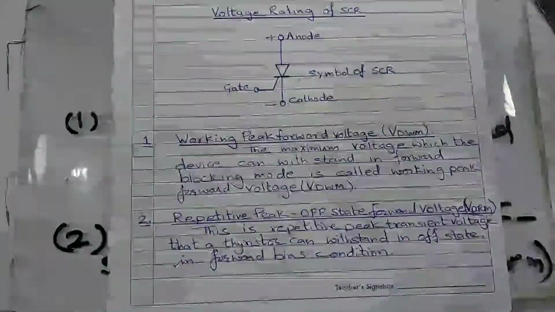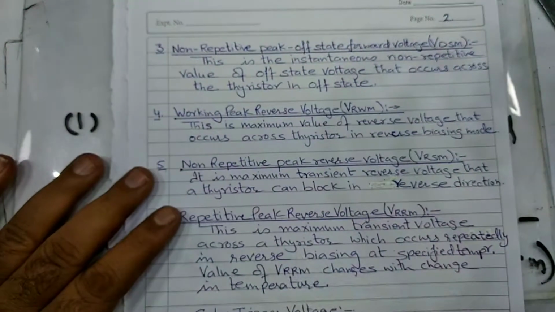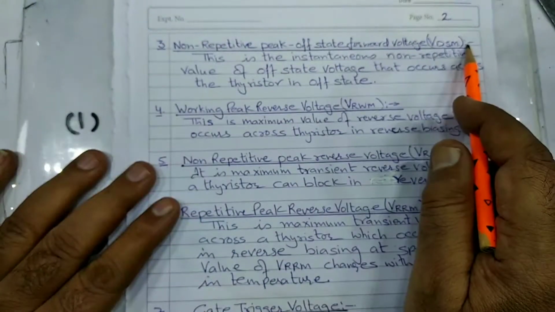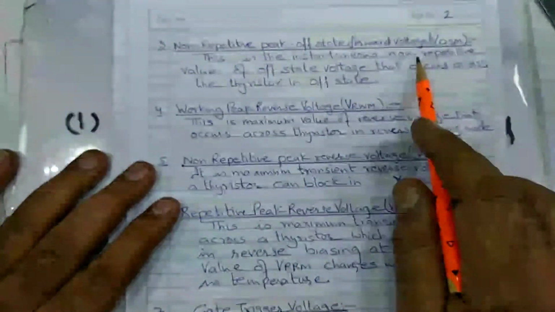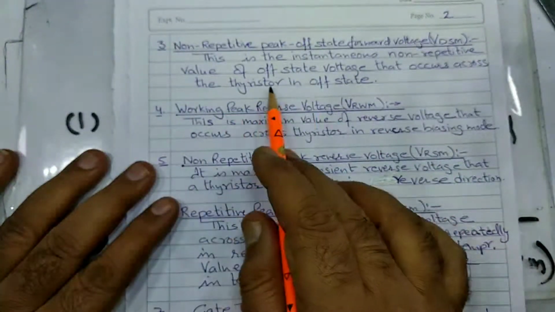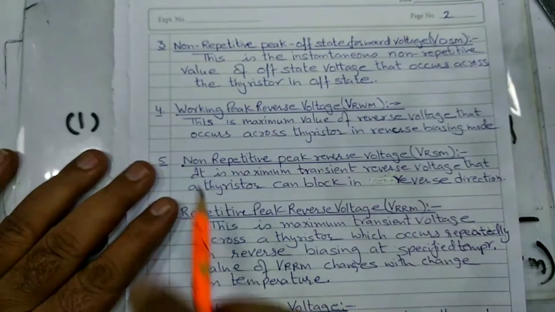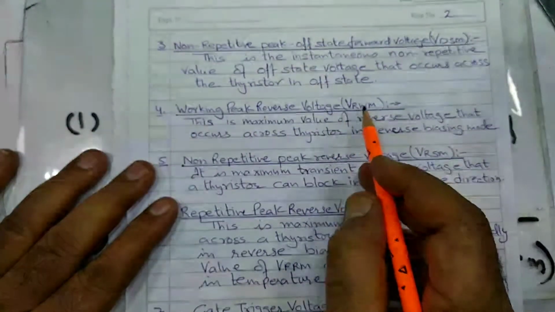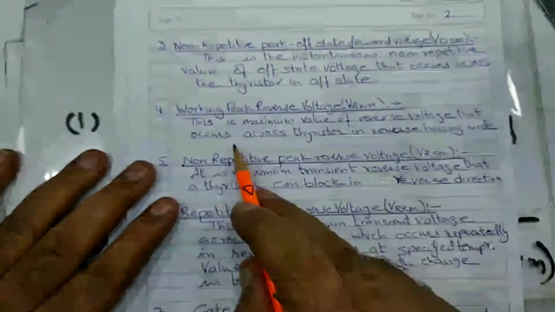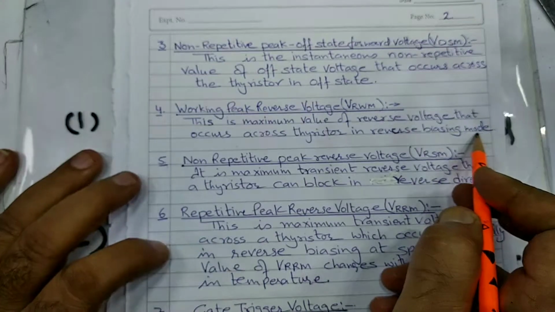Next is non-repetitive peak off state forward voltage VDSM. This is the instantaneous non-repetitive value of the off state voltage that occurs across the thyristor in off state. Working peak reverse voltage VRWM. This is the maximum value of reverse voltage that occurs across thyristor in reverse biasing mode.